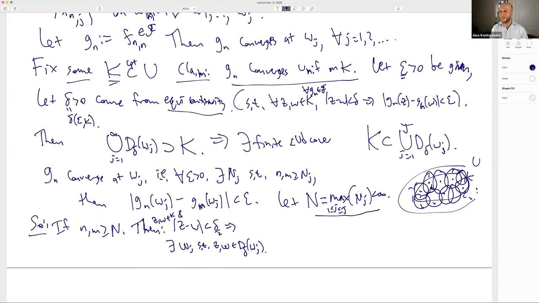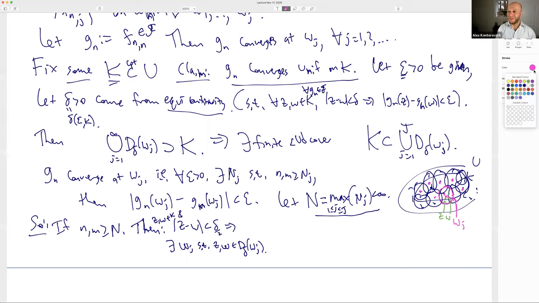So I have two points. The Wj's are these special red points. I'm just centering all of the disks at these special points. Okay, so these are the Wj's. And then I have two new arbitrary points, Z and W. That's Z, that's W. And all I'm saying, I guess I should have chosen the other Wj, is there is some Wj that contains both Z and W in its ball of radius delta. So far, so good?